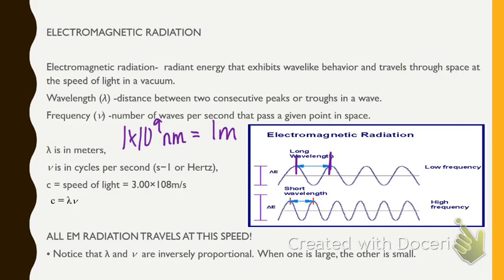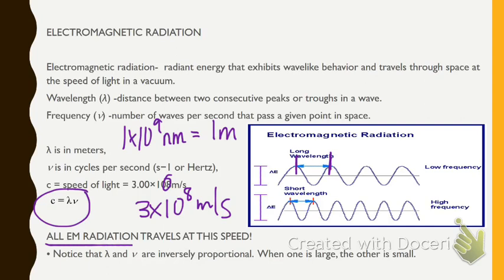Frequency is in cycles per second, either second to the -1 or hertz. They're the same thing. And I see that this did not get subscripted, so make sure it is in your notes. 3 times 10 to the 8th meters per second is the speed of light. And then, of course, this is the equation. That equation is on your formula chart for AP, so that means you will be expected to know how to do those calculations. And so we'll do a practice one here in a second.